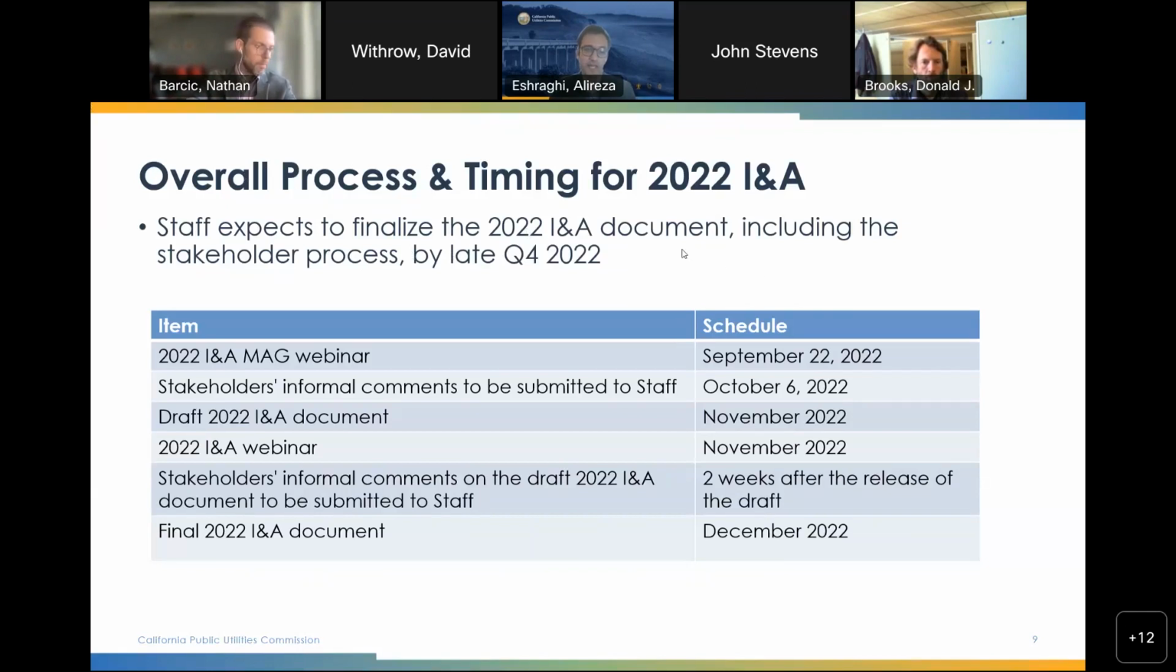Around the same time, we will hold another webinar introducing the draft INA document and some specific topics that are not fully covered in this webinar today. After that, the stakeholders will have 2 weeks to submit their informal comments to staff. And as I said earlier, we plan to finalize the 2022 INA document by the end of 2022. Next slide.